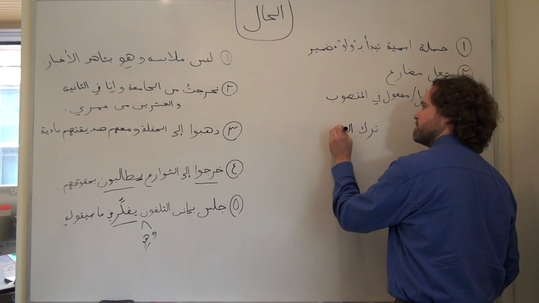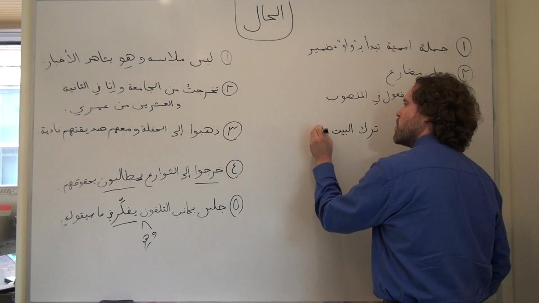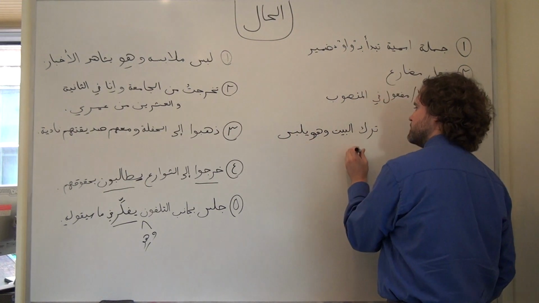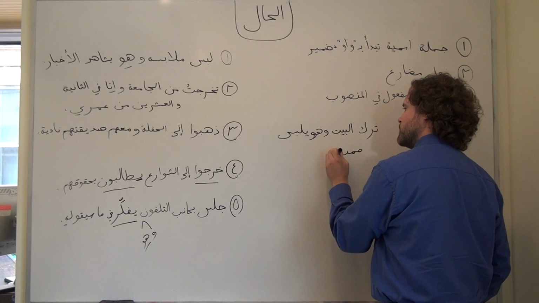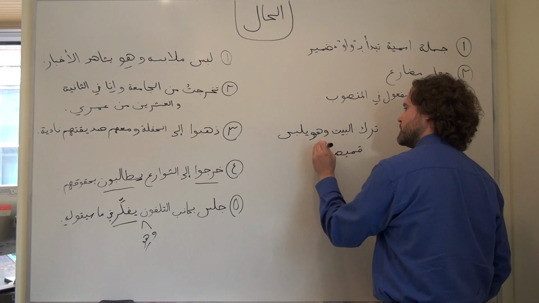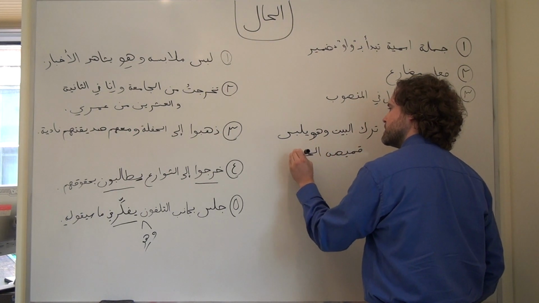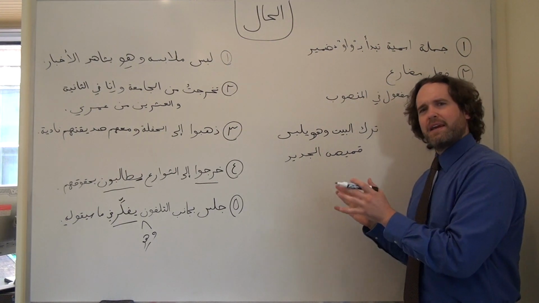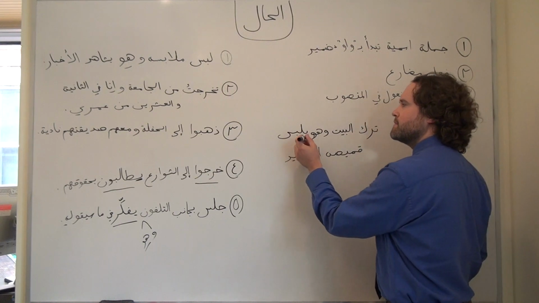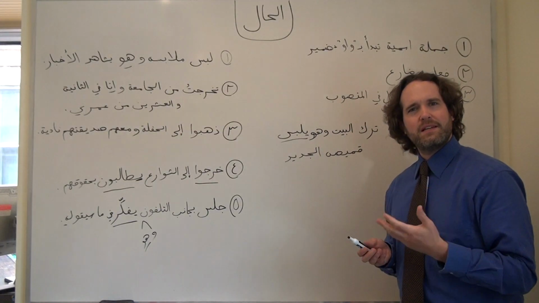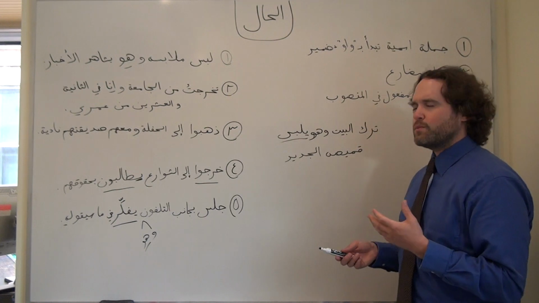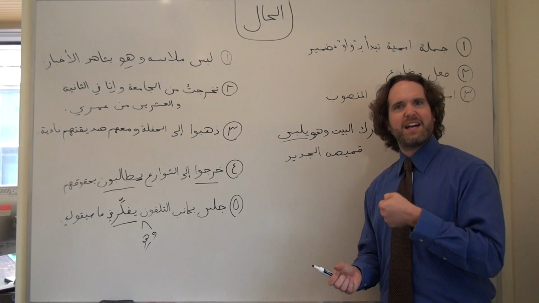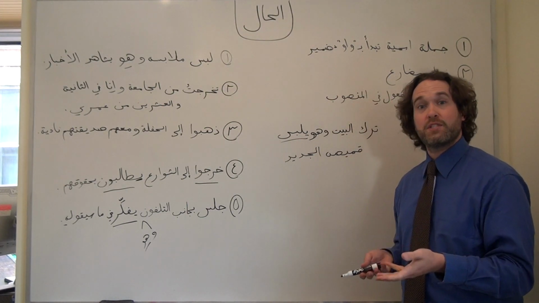ترك البيت وهو يلبس قميصه الجديد. There's nothing grammatically incorrect about that, but because يلبس isn't the most active verb, it sounds a little bit odd. Like he's really deliberately, actively, consciously wearing that shirt, which isn't the normal sense of that particular verb.